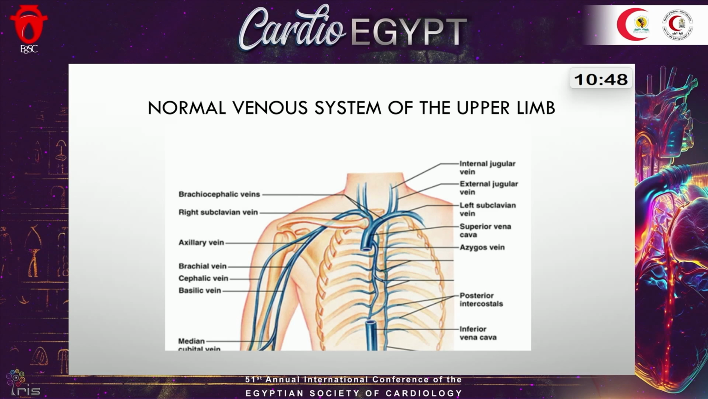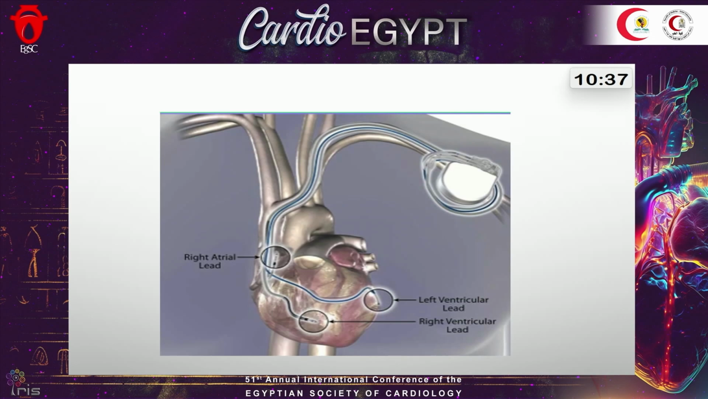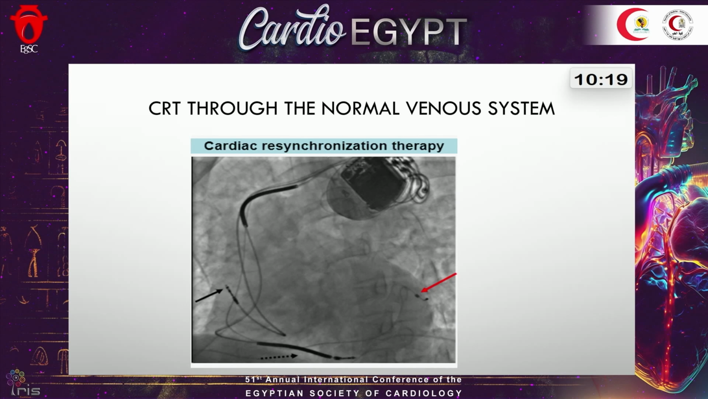This is on both sides. The right and left brachiocephalic veins normally unite to give the superior vena cava, which drains into the right atrium. This is the explanation of what I said. This is the usual picture of the normal CRT: CRT in the left prepectoral area. The 3 cables arising from this battery: one goes to the right atrial appendage, one goes to the RV apex or RV apical septum, and the other goes to the LV lateral wall, basal and mid lateral wall. This is the fluoroscopic presentation of what I said.